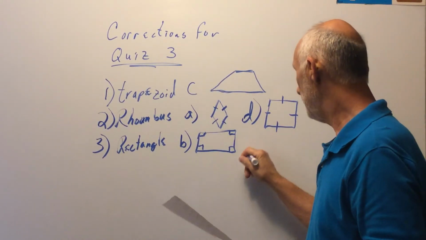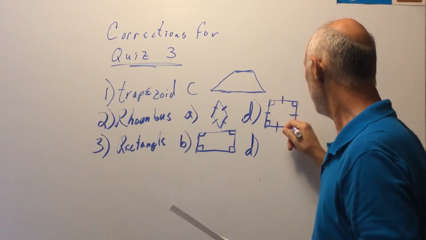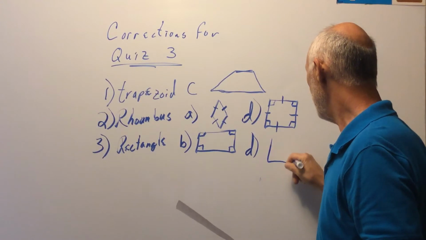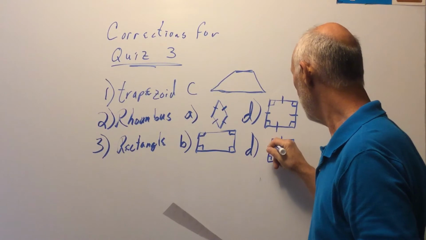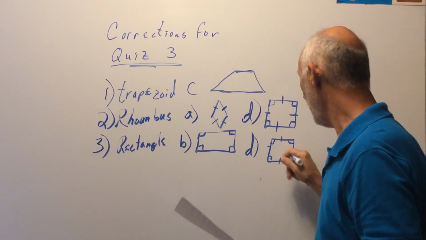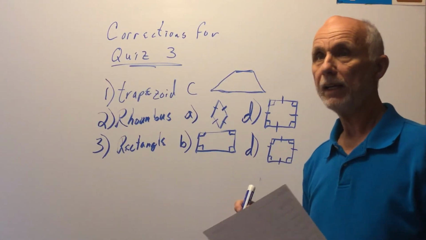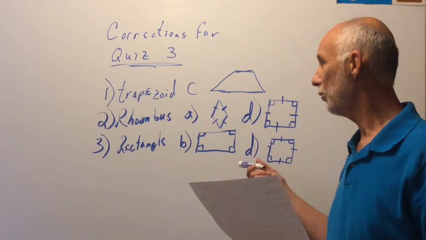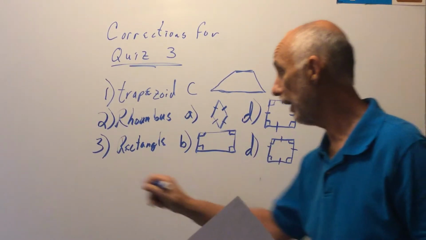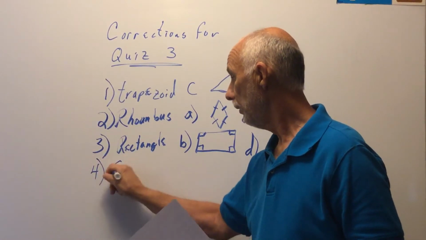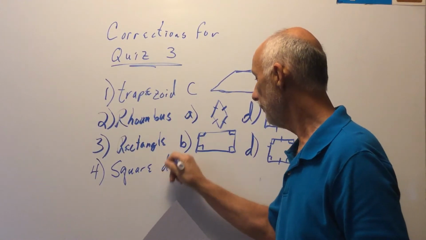But the other rectangle was D. They go, but Mr. Duke, D was a square. That's right, because just like every square is a rhombus, every square is also a rectangle. Because not only does it have all sides congruent, it also has all 90-degree angles. All right, and you say, well, what is a square? It's a rhombus and a rectangle. Exactly, it's a rhombus and a rectangle put together. So number 4, there was only one square, and the square was D.